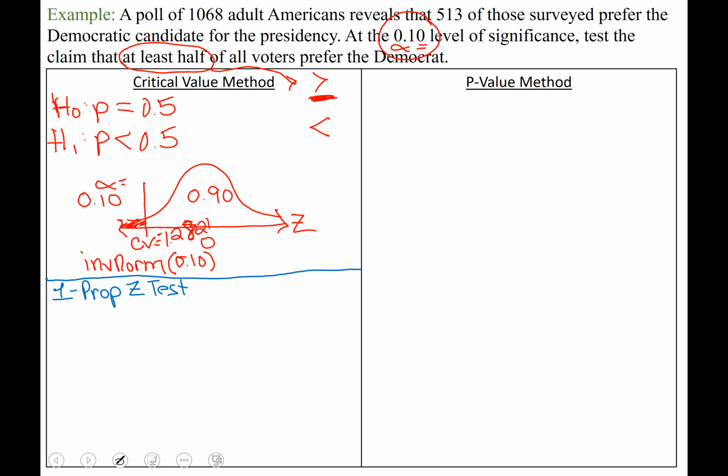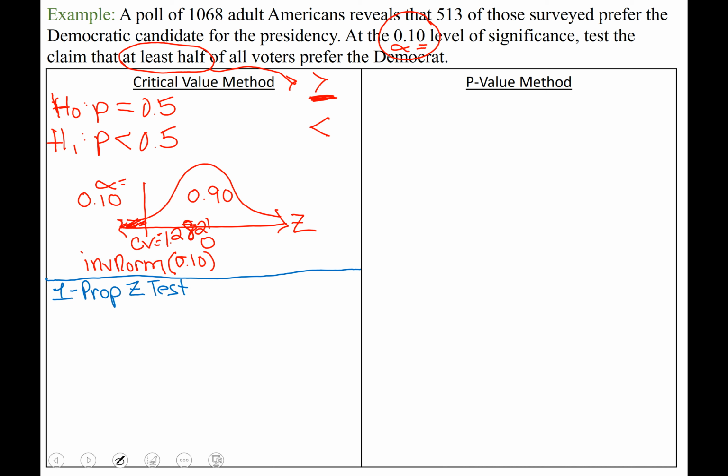Just like the program you're used to, 1-PropZInt, except that they ended this one in the word test, which is really nice because it reminds us, okay, if we're asked to test a claim, make sure you select a program that ends in the word test. The 1 is because we're talking about one population. The Prop is because it's about proportions.